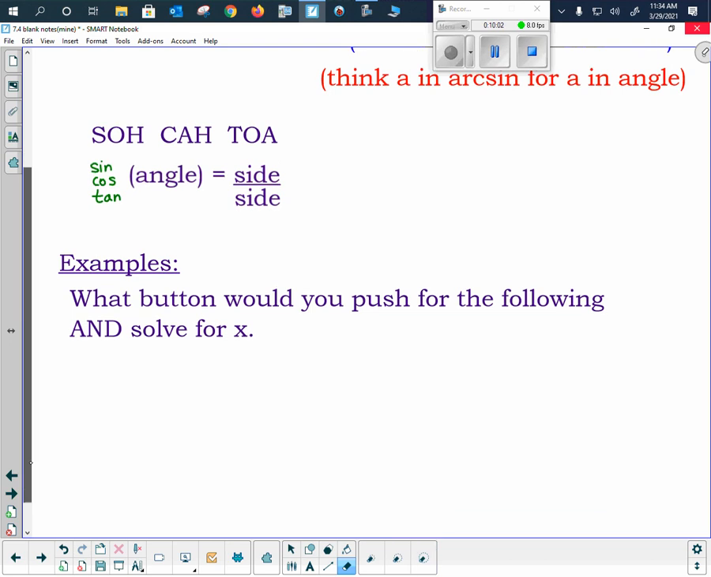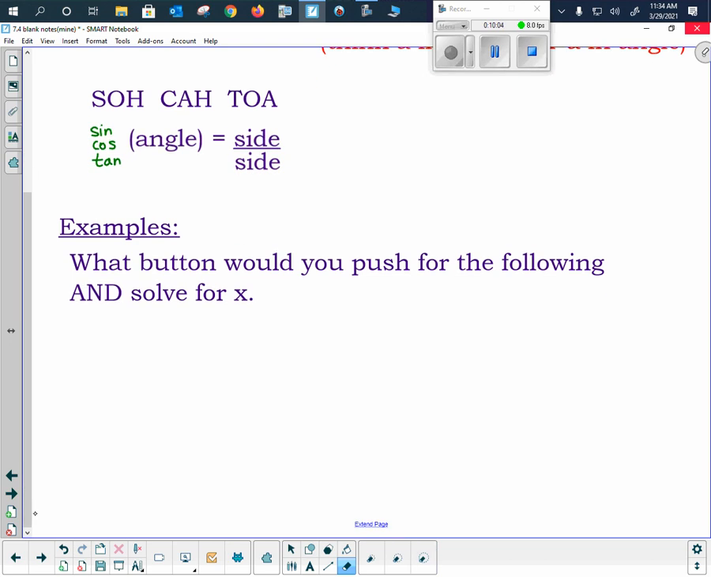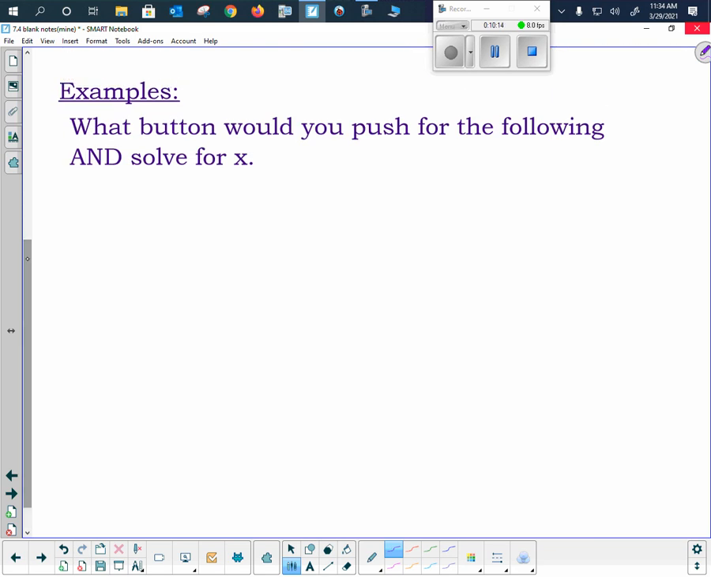So let's talk about this. What button would you push for the following? And let's go ahead and solve for x. Okay, so let's just do a few examples here together. So what button would you push? And let's solve for x. How about if number 1, I just told you, sine of 30 degrees equals x.